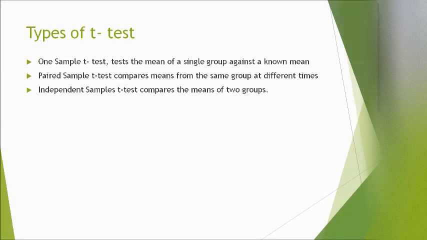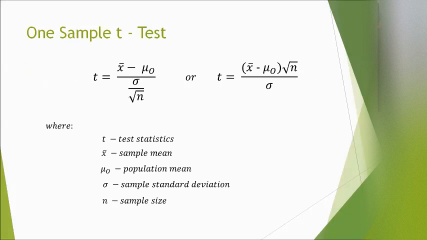Moving forward. So there are different types of t-tests. The first one, we have the one sample t-test, we have the paired sample t-test, and we have the independent sample t-test. The one sample t-test tests the mean of a single group against a known mean, while the paired sample t-test compares means from the same group at different times. Okay, independent sample t-test compares the means of 2 groups. Okay, so those are the types of t-tests.